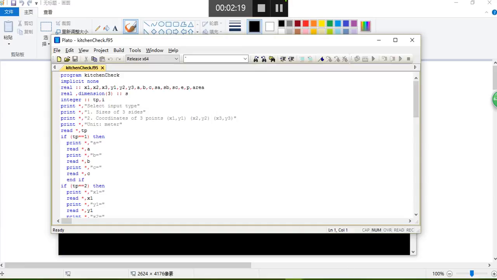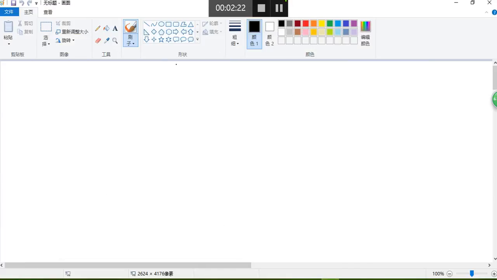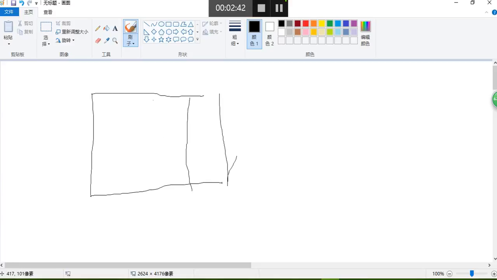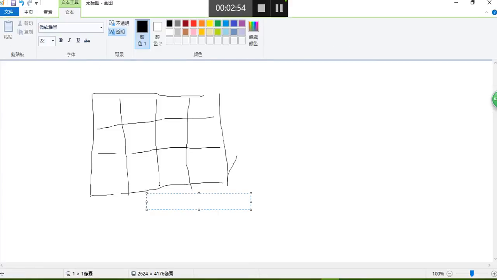The other way of using this is if you can get some mock-up photos or drawings up to scale. For instance, take a kitchen which is 4 by 3 meters, and just draw it roughly. This is 4 and that's 3.